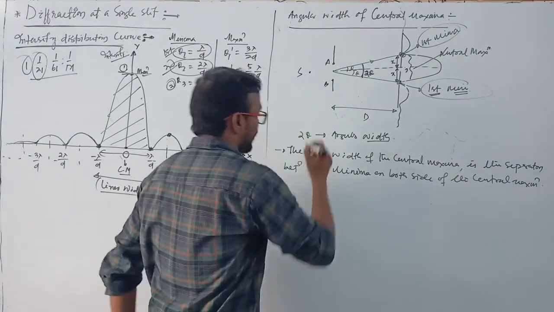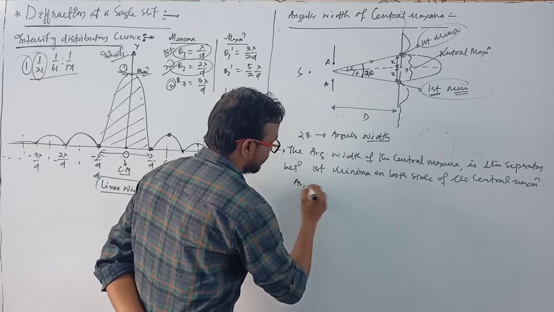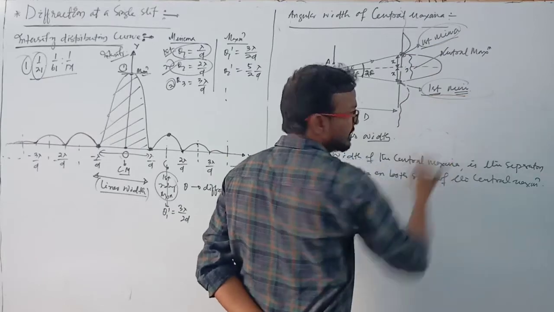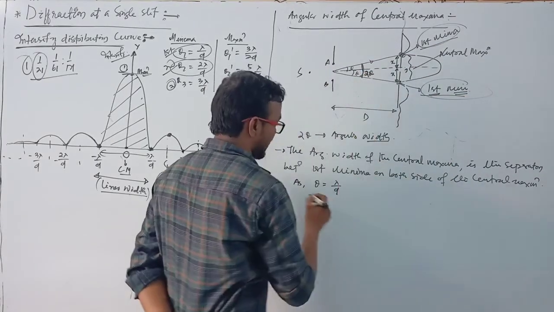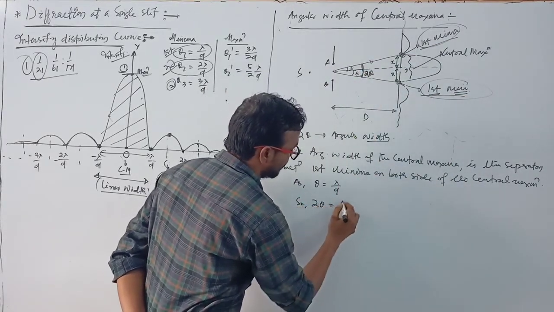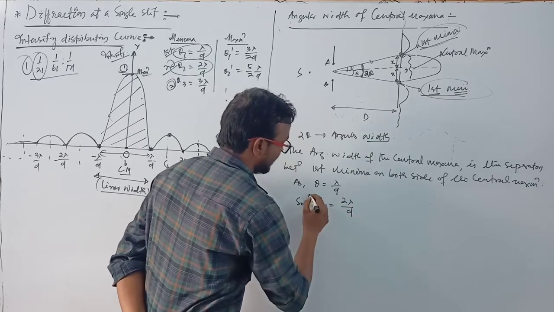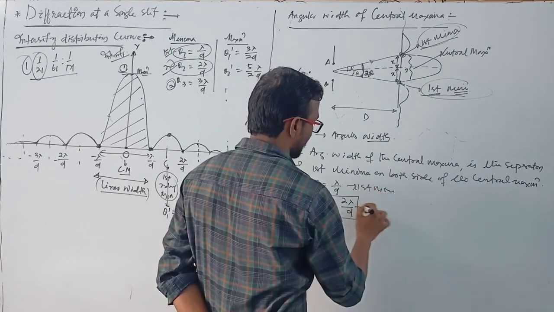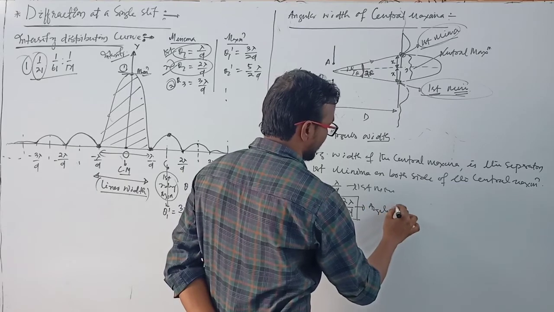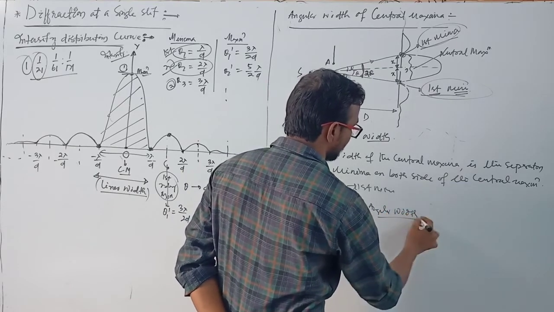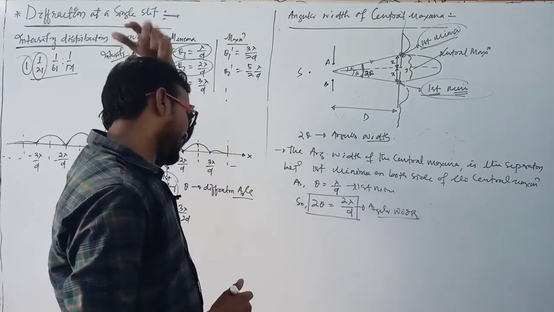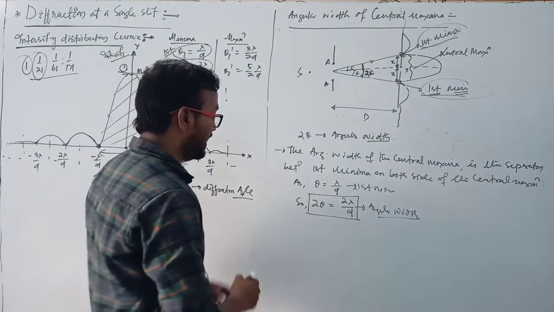Clear? So as we already know, theta equals lambda by d. This is for the first minima, and here the first minima, and this is 2 theta. So 2 theta equals 2 lambda by d. Clear? This is for the first minima, and this is known as the angular width of central maxima. Clear? Okay, now you can find the linear width.